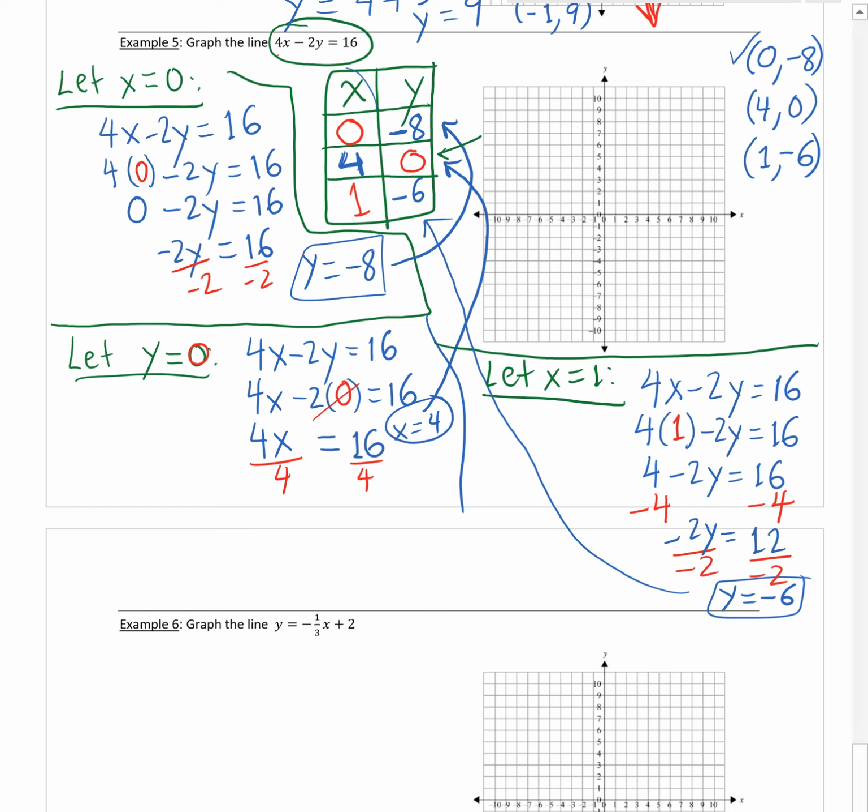So might as well start with the first one: 0, negative 8. 0 means I don't go left or right, because that's the x-coordinate. But negative 8 means I go down 8, so it must be here. And then the next point, 4 is the x-coordinate, that means I go right 4. And 0 is the y-coordinate, so I don't go up or down, I just stay right on the x-axis. The last point, 1 is the x value, negative 6 is the y value. I'm going to go right to 1, and then down to negative 6. It would be about right here.